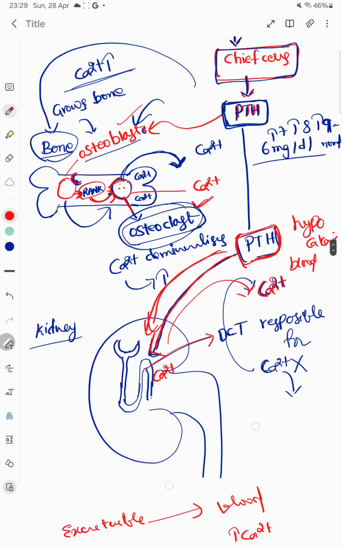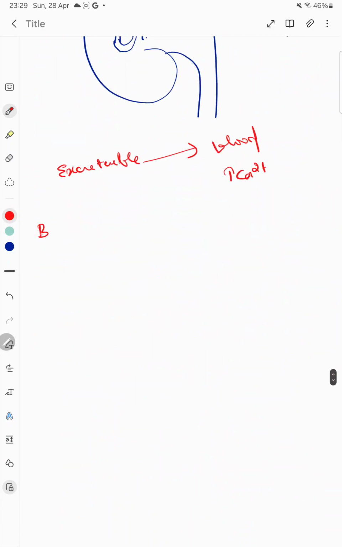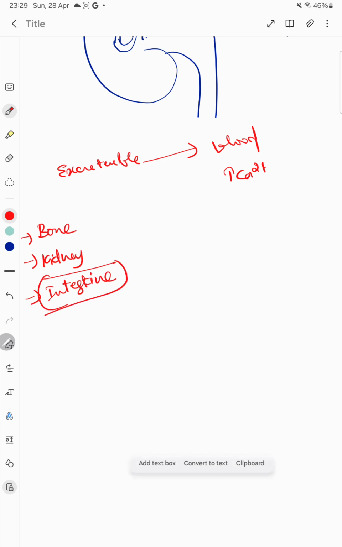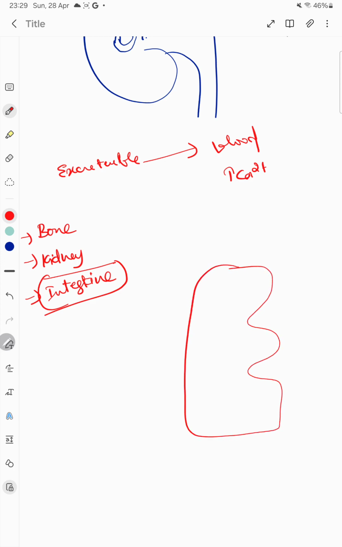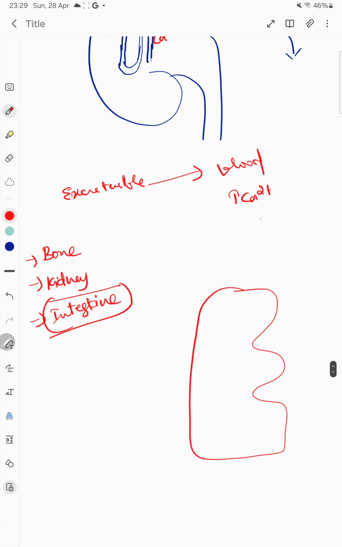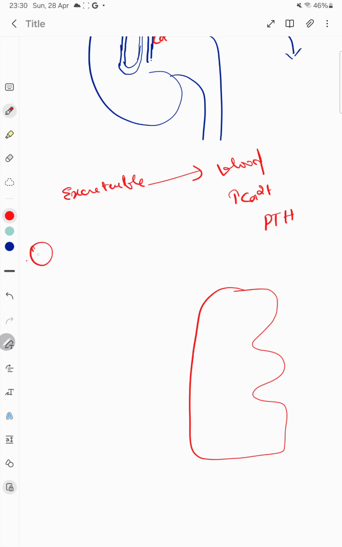So two organs are done, bone and kidney. Both are done. The last one is the intestine. Okay, now we are left with the intestine. So this is an intestinal cell. Now the parathyroid hormone, this is the third part, the intestine part of the regulation of calcium.